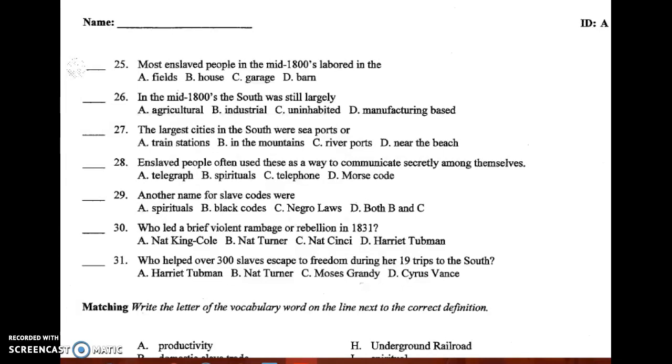Number 25. Most enslaved people in the mid-1800s labored in A. the fields, B. the house, C. the garage, D. the barn. Number 26. In the mid-1800s, the South was still largely A. agricultural, B. industrial, C. uninhabited, or D. manufacturing-based.